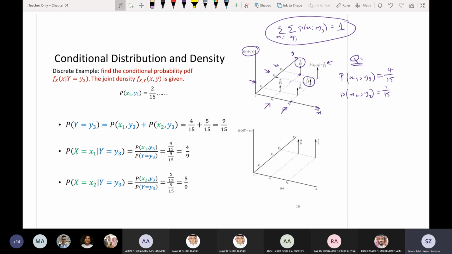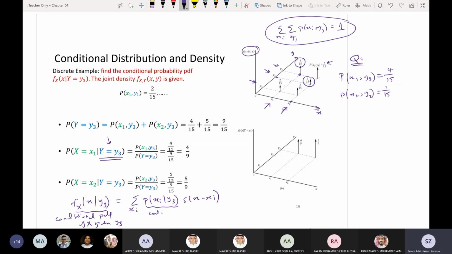Now, if I want to condition on y equal y3, and I'm interested in finding the PDF of x given y3, this is what I'm interested in. In order to find this, simply I need to find the conditional probabilities of xi given y3, and I sum over all xi, delta of x minus xi. Simply, this is the conditional PDF of x given y3.